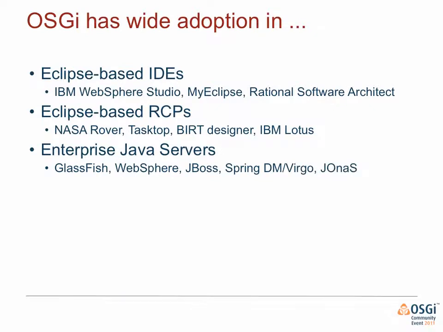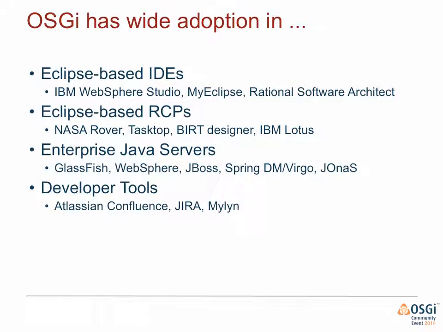In fact, the biggest users of OSGi, or the biggest growth of OSGi, has probably been on the server side, whether that's in direct servers like Glassfish, WebSphere, JBoss, SpringDM, or Virgo as it became, Jonas. All of them have adopted OSGi as the core runtime mechanism that allows you to hook these things together. And they've also been present in developer tools that people use on the server side. Atlassian Confluence and Jira both use OSGi as their plugin model, and of course Mylyn talks to various systems as well.